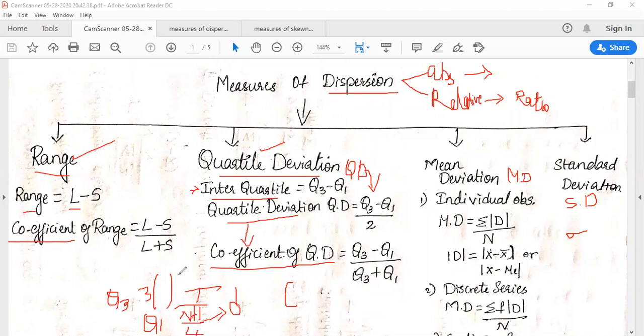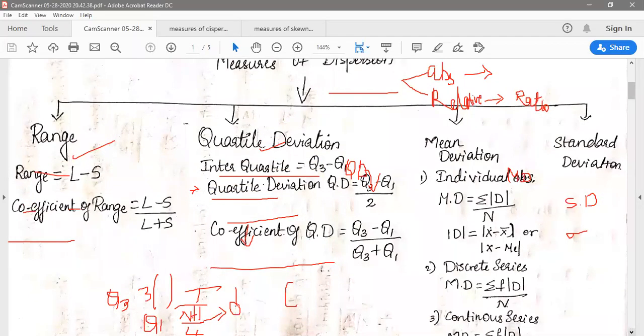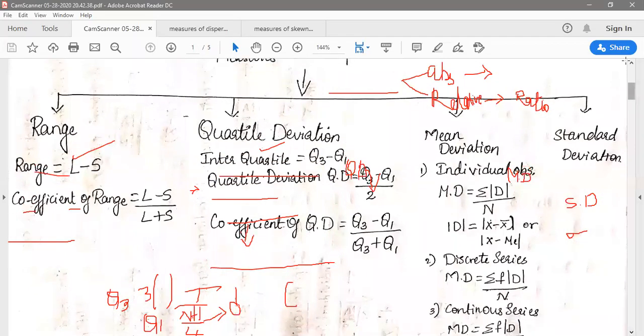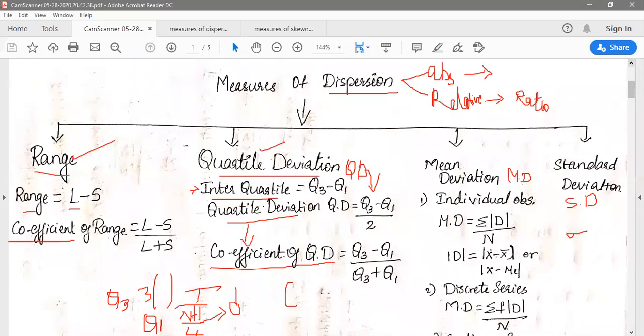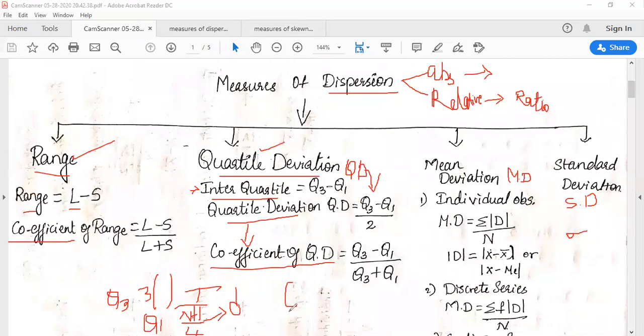When calculating Q3, there again we will have Q3 as the size of the 3 into n plus 1 by 4th term. Then for the continuous series, you will first find the size of Q3 and Q1. Then you have to go with the interpolation formula and then find Q3 and Q1.